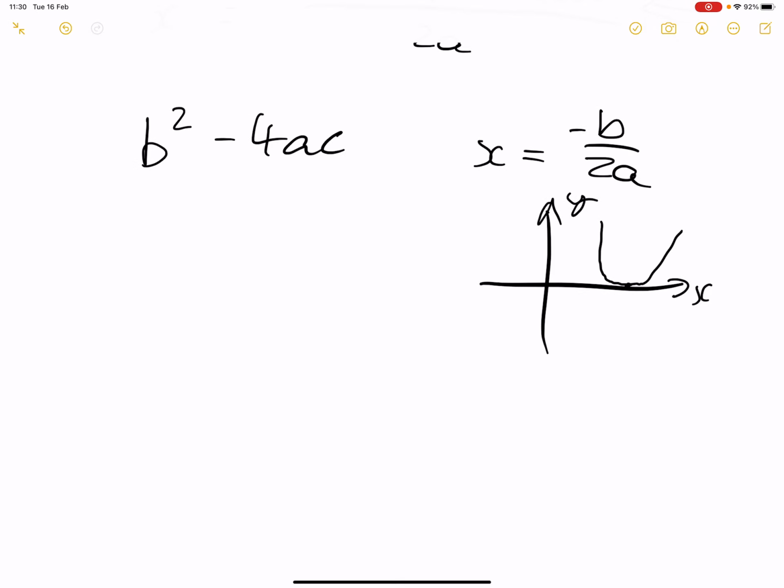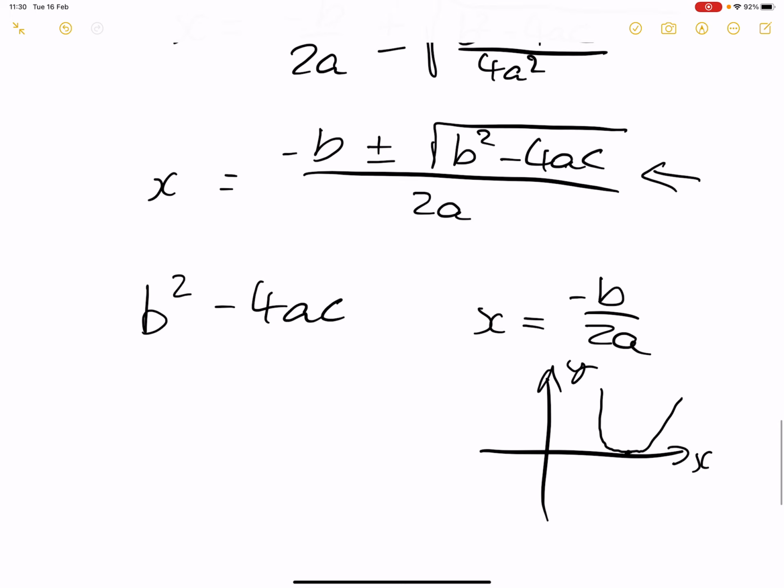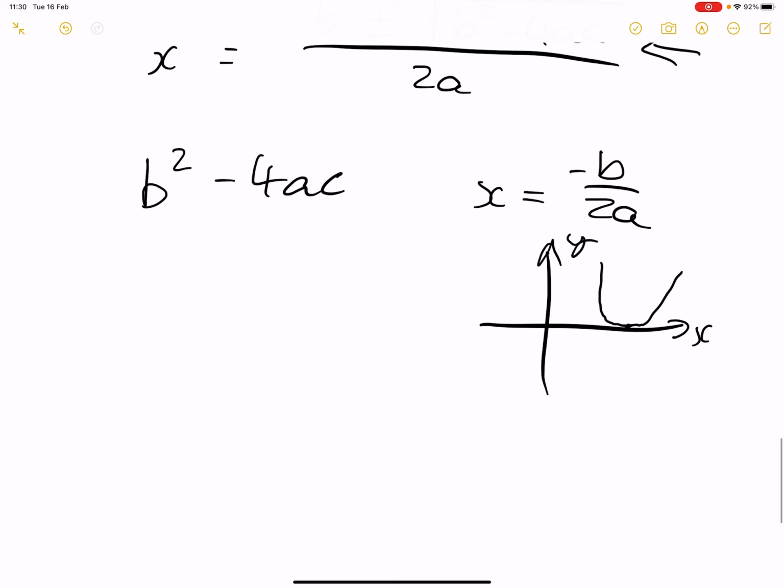The third thing we have to think about is if b squared minus 4ac is negative. If b squared minus 4ac is negative, then we have a negative thing inside the square root sign, and that will give us a complex solution. It will give us 2 complex solutions, and they'll be conjugate pairs.